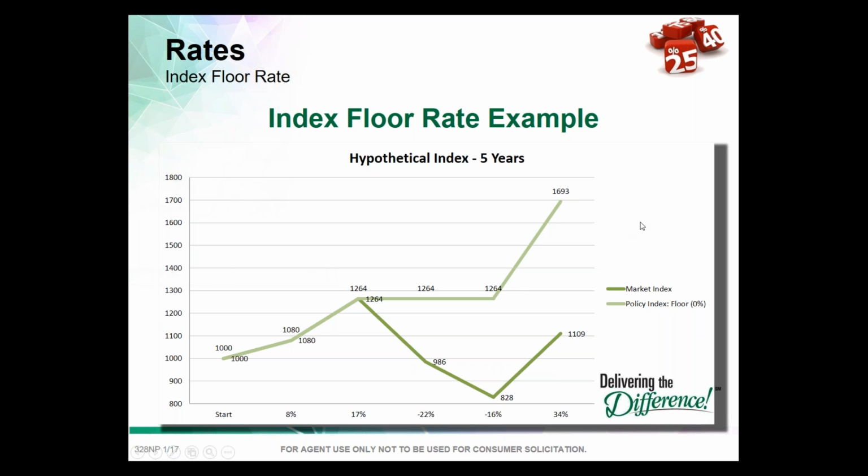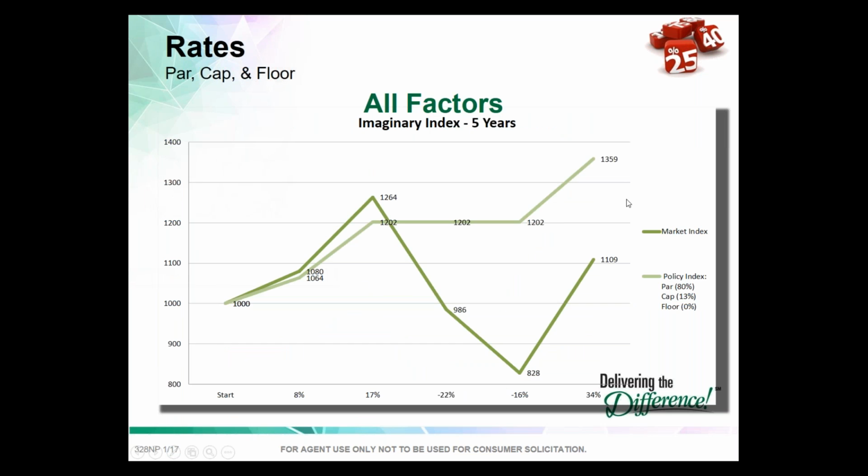This would be an awesome design if we only had floors and had no other upside limitations. This idea of this minimum return and this kind of ratcheting, basically, if you look at it here, you've got this annual reset type of thing, where if the index goes down 22%, that's fine. I'm still starting at this 1264 point. If the index goes down 16%, that's fine. I'm still starting at this 1264. So when the index goes up 34, the client can get all that upside.